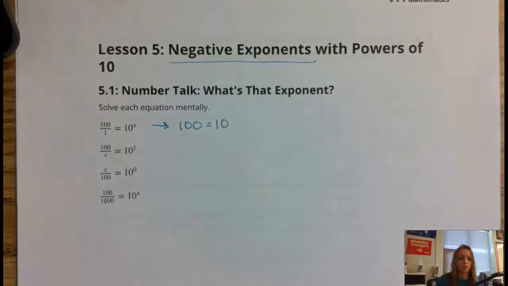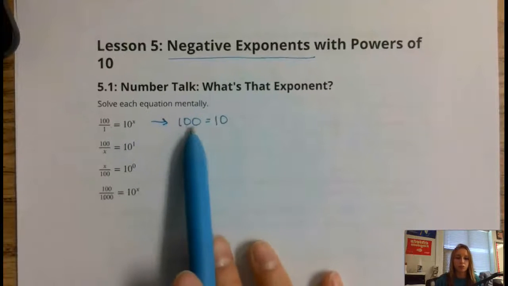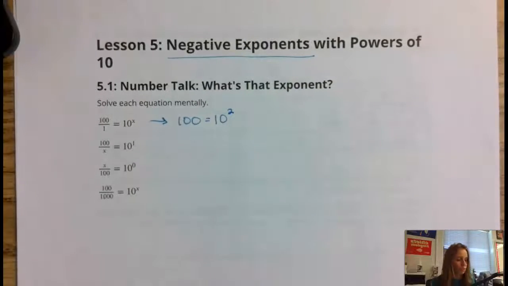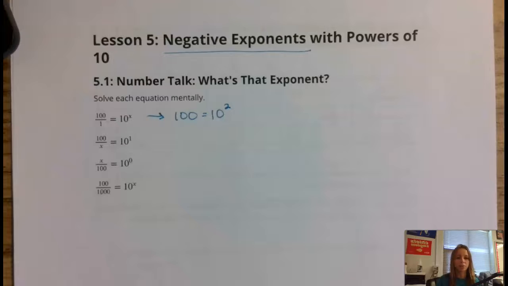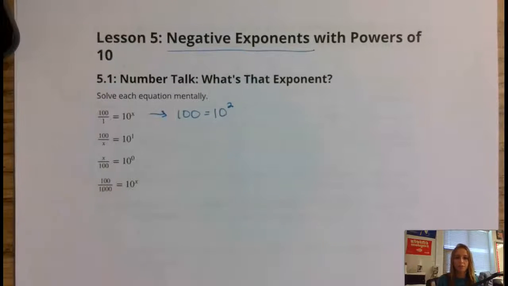And we need to figure out what exponent we can plug in for x. So let's think to ourselves. If we count how many zeros we have, 2 zeros, so we know that our exponent would be 2. And this one you might actually just know off the top of your head. Like 10 squared is 100. So 10 times 10 is 100. Okay, so there's that one.